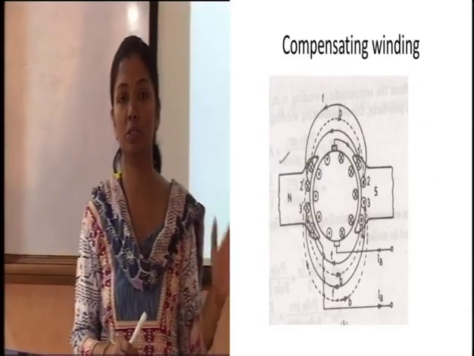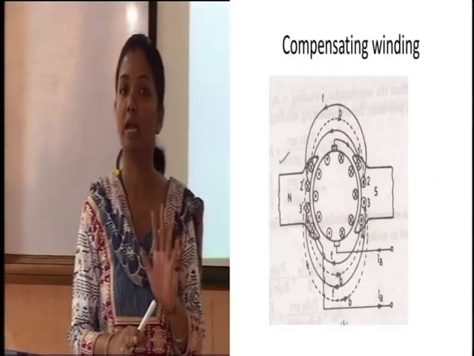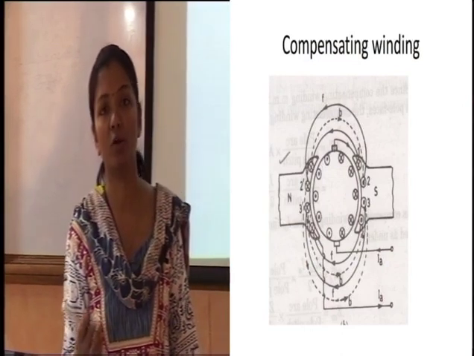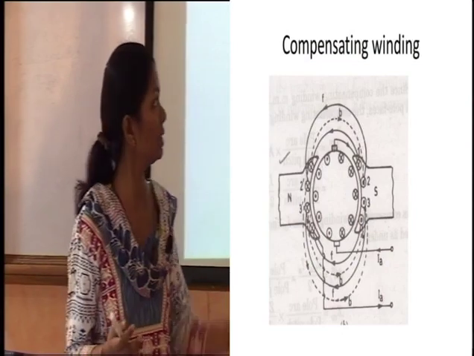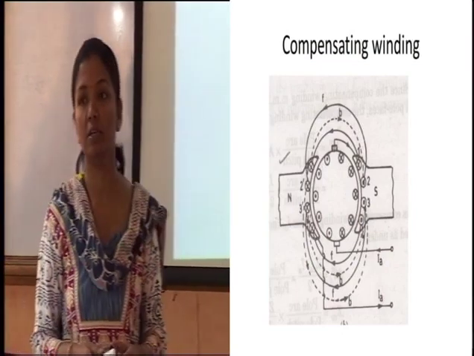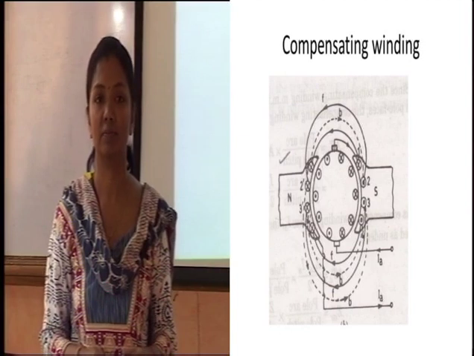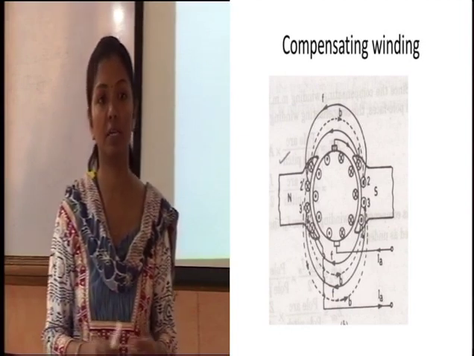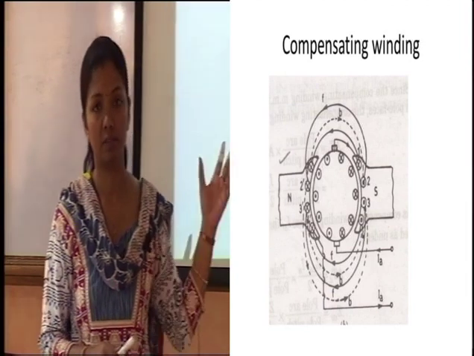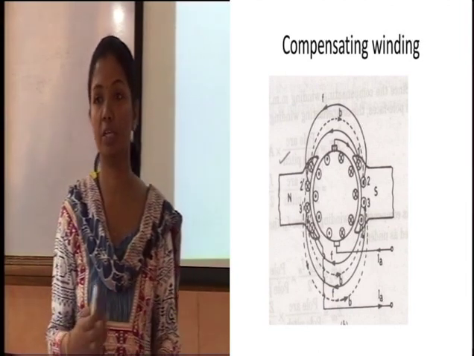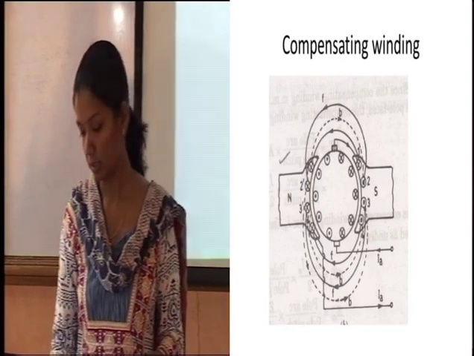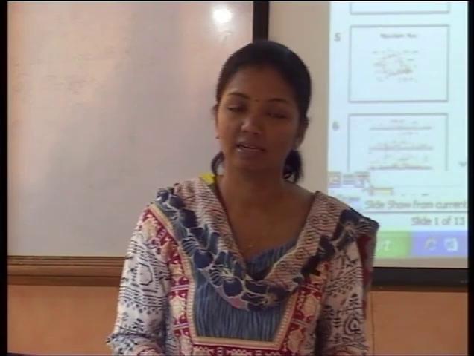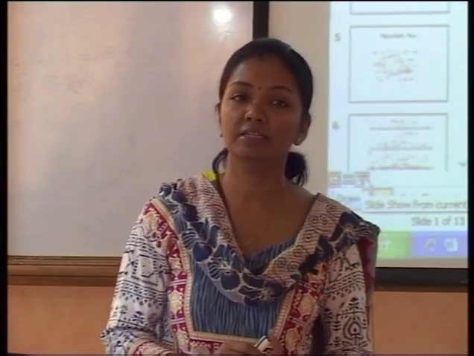But again, this is the last and final solution, and it is opted for only when the size of the machine is large or the load fluctuations are quite severe, because the cost of employing the compensating winding is very large. So normally we do not go for it, but whenever the requirement is felt, this is the ultimate solution. We do not have any solution beyond that. So this is the end of this class, that is the armature reaction in the DC machine.